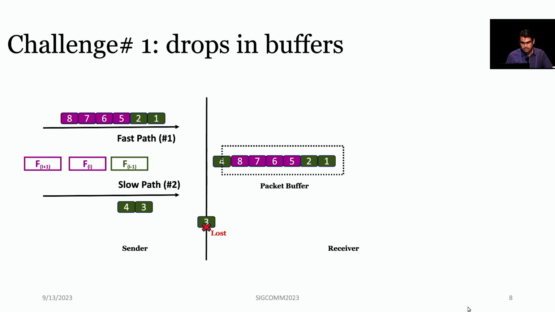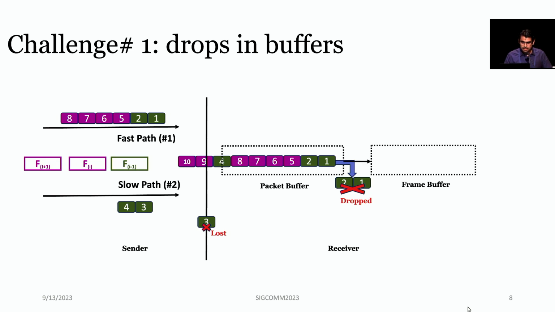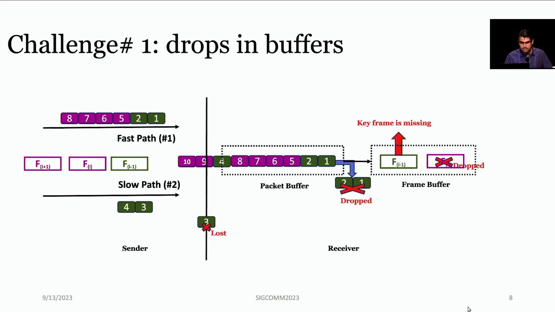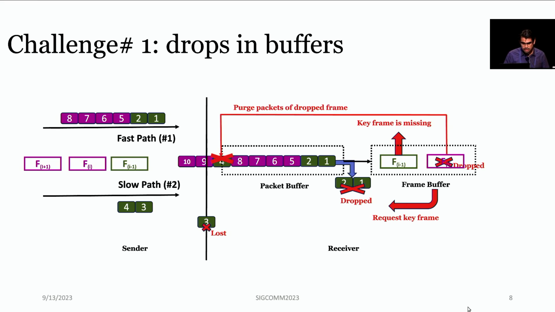Unlike streaming application systems, the conferencing system has a very limited amount of packet buffers. So the packets from the fast path are coming in and there's no space, which will end up dropping packets from the packet buffer. As a result, the frames that go to the frame buffer are delta frames, and as soon as it realizes that there's a missing key frame, it simply drops the delta frame because it cannot decode it, and then requests the key frame. Another important observation here is that as soon as it drops the key frame, it also drops or purges the packets from the packet buffer.